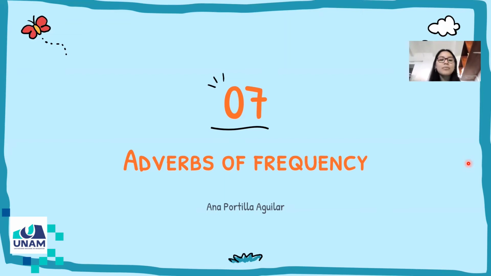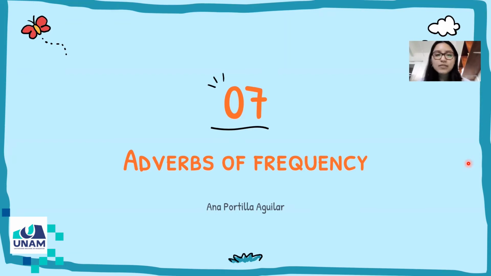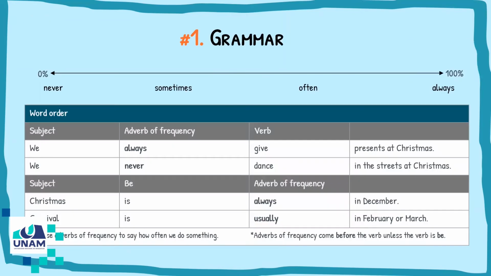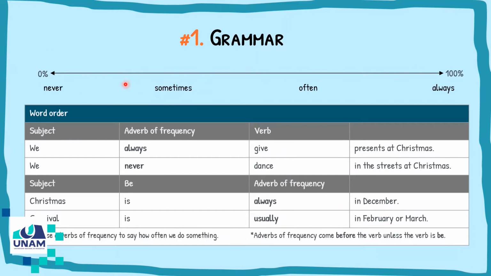In this case, our topic is adverbs of frequency. Adverbs of frequency are very important if we want to make sentences or write a paragraph, and we want to be specific in the activity: how often you do an activity, okay? It's very important to learn how to use them. First, we're going to start with the grammar because it's very important.